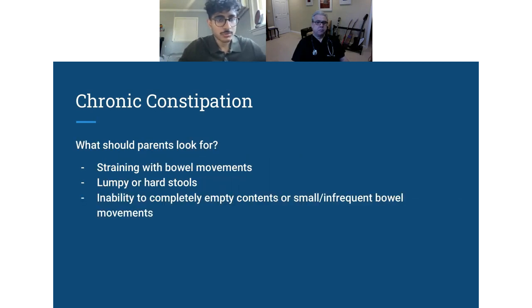And what should parents look for? You might see straining with bowel movements. You might see that with your infant, they could be looking like they're struggling to have a bowel movement, really grunting and straining. You might see lumpy or hard stools and inability to completely empty the contents of their bowel, and small or infrequent bowel movements as well. Just because their bowels aren't processing the food as it should, or they have decreased passage, which is causing exacerbation, and then it builds up and up throughout the GI tract.